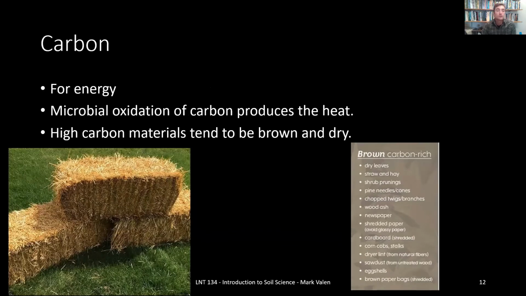The carbon material, the high carbon material, is the brown stuff. It's needed for energy, and the microbial oxidation of carbon produces heat, and high carbon materials tend to be brown and dry. You can see a list of them there, a bullet point list. There's all kinds of material that can act like a high carbon material in the compost pile. And one of the primary materials is straw.